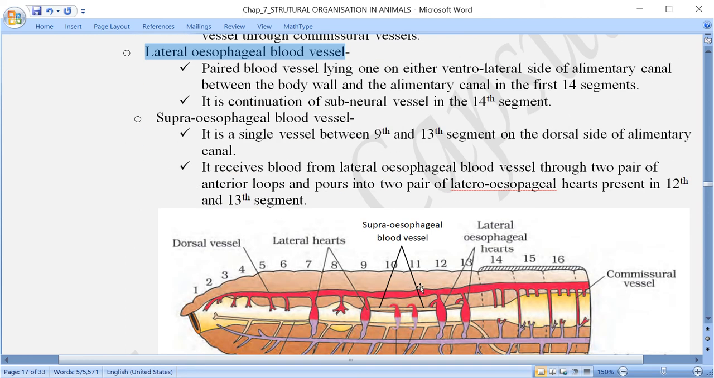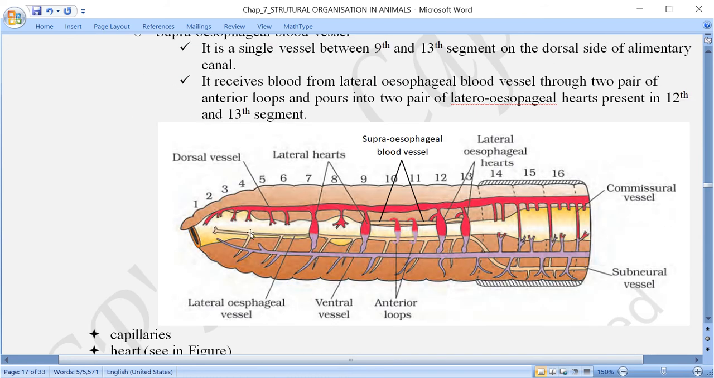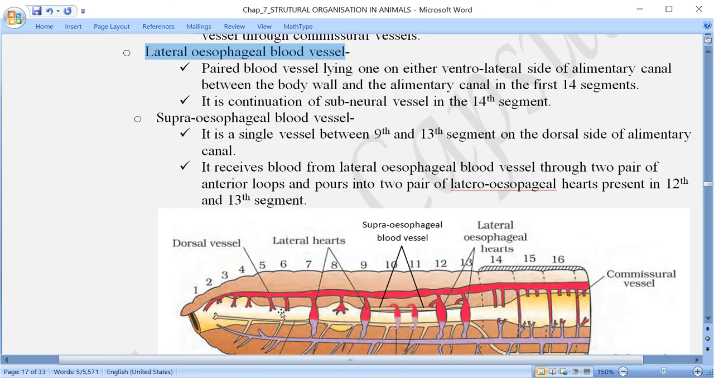This is a paired structure. एक नहीं है मन की, क्या हुआ? दो हो जाएगा. And one lying on the ventrolateral side of alimentary canal on the right side, let us say, and one on the left side. Once again, this is present in pair. Lateral esophageal vessels are in pairs over here, lying on either ventrolateral side of alimentary canal between the body wall and the alimentary canal in the first 14 segments.